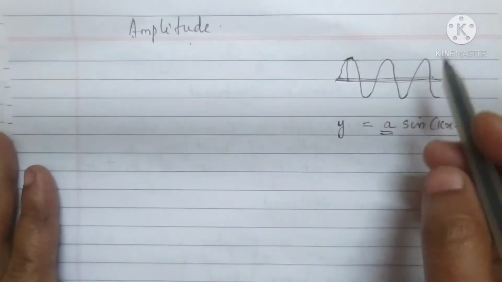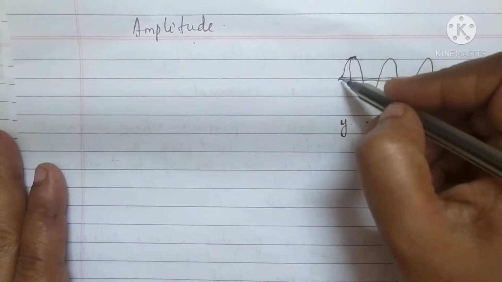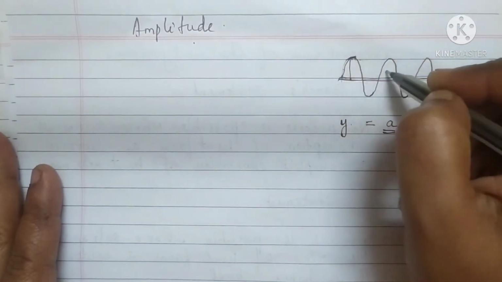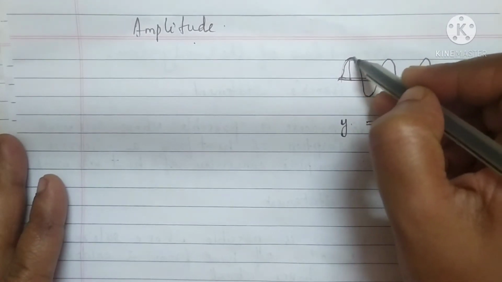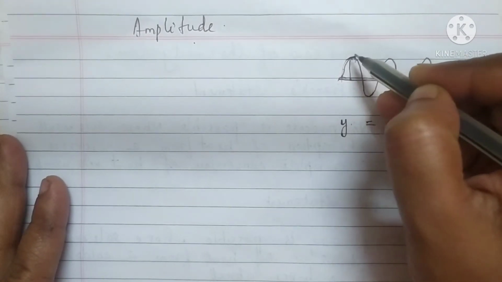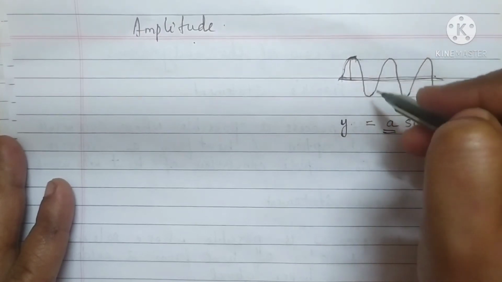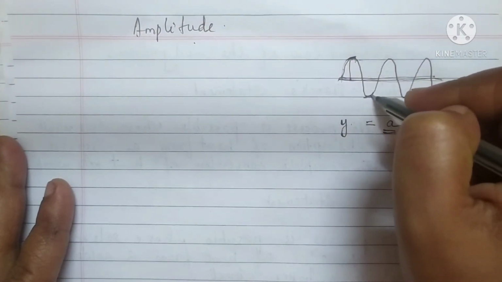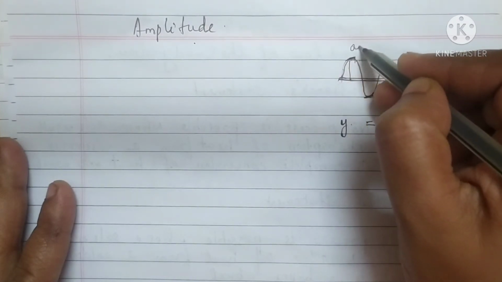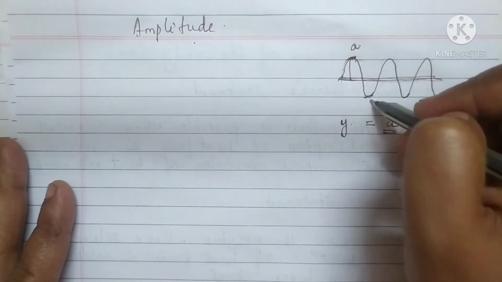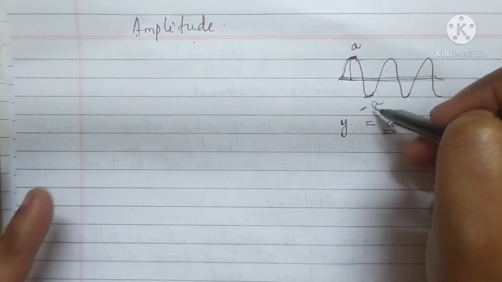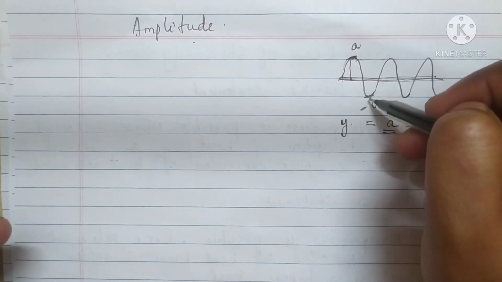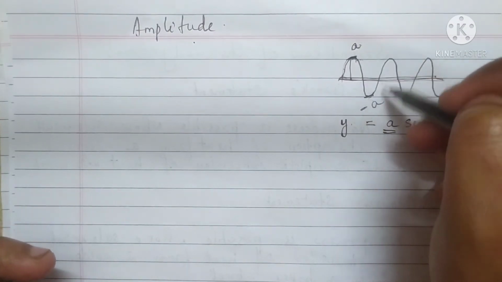Understood? So here in a wave, you can see there are two portions, one in the upper direction, other in the lower portion. This is the maximum value of displacement in the upward direction, and this is the maximum value of displacement in the lower direction. So this is A, you can take it as A, and since it is negative, you can take it as minus A. In the lower portion, even though it is maximum value, it is having a negative sign since it is in the opposite direction.